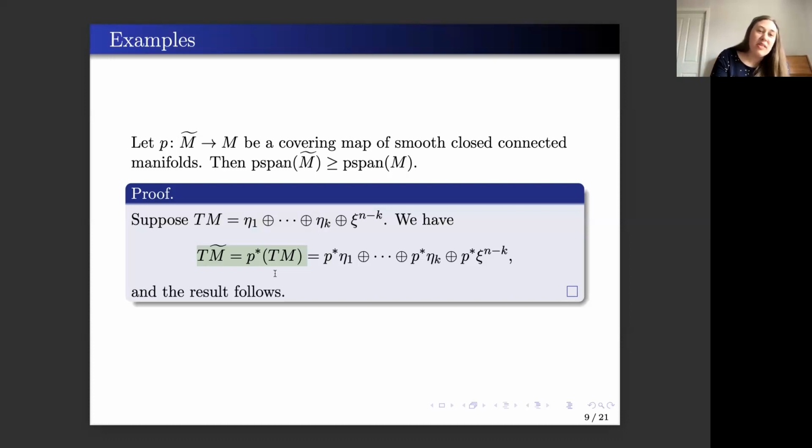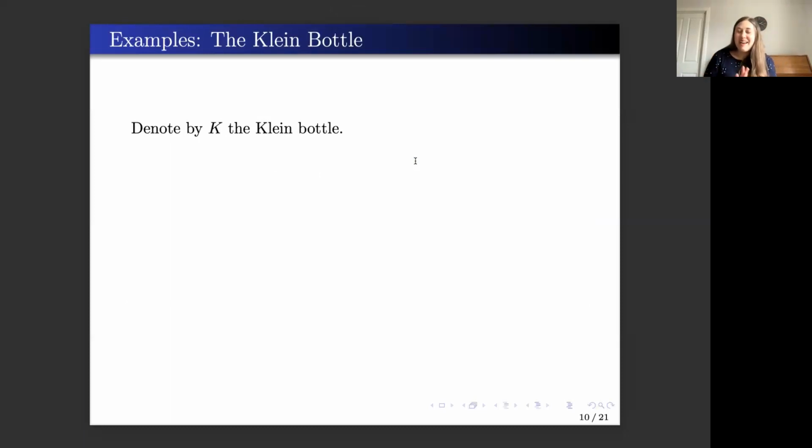If you don't remember this, it's just a consequence of looking at the normal bundle of this covering map. It fits inside an exact sequence, and you can just derive this very quickly. But the point is that when we pull back the tangent bundle with this description, the pullback of all those line bundles along the covering map is just more line bundles. So each of these is another line bundle. But the point is, the pullback of this rank n minus k bundle could split off some more line bundles. So hence the projective span of the cover is bigger than or equal to the projective span of the base.